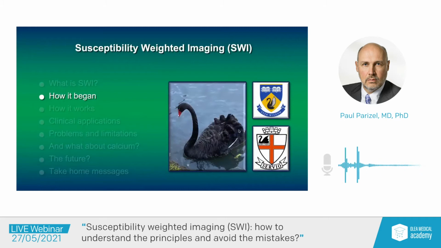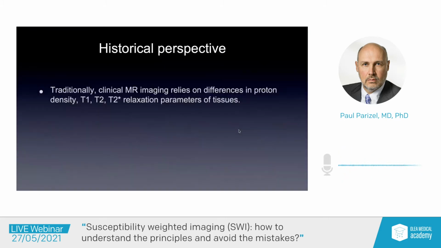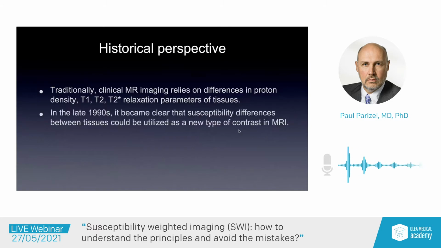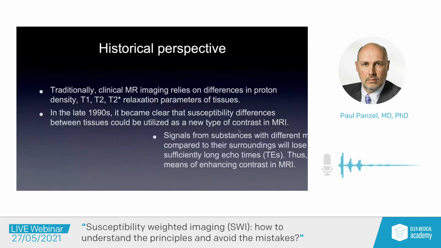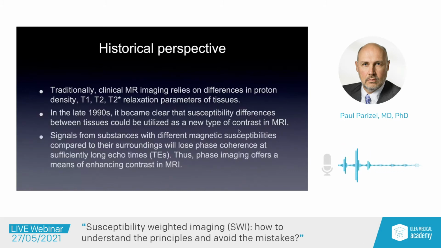Now, how did this begin? Well, historically, MR imaging has relied on differences in proton density, T1, T2, and T2 star relaxation parameters of tissues. In the late 1990s, it became clear that susceptibility differences between tissues could be utilized as a new type of contrast in MRI. And signals from substances with different magnetic susceptibilities compared to their surroundings lose phase coherence at sufficiently long echo times.